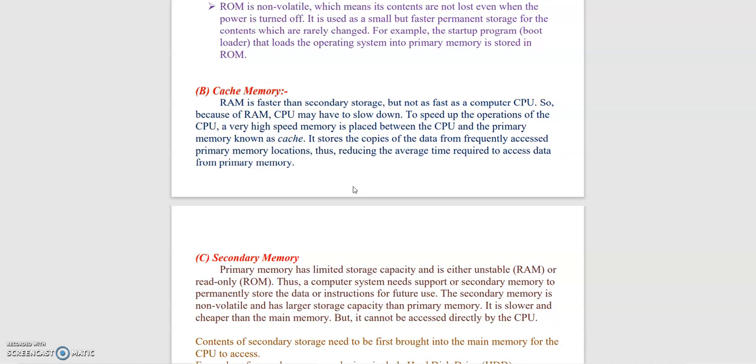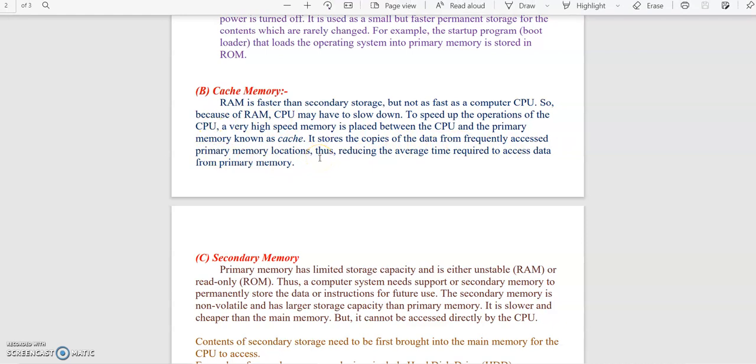What is the work of the cache memory? It stores the copies of the data from frequently accessed primary locations. That is to say, each time you switch on your system and keep opening one same file, maybe class 11 computer science notes part 1, a document by this name that you open every day, it is a frequently accessed place. You are regularly, daily accessing that file. So the cache memory quickly stores that file. So it stores the copies of data from frequently accessed primary locations.